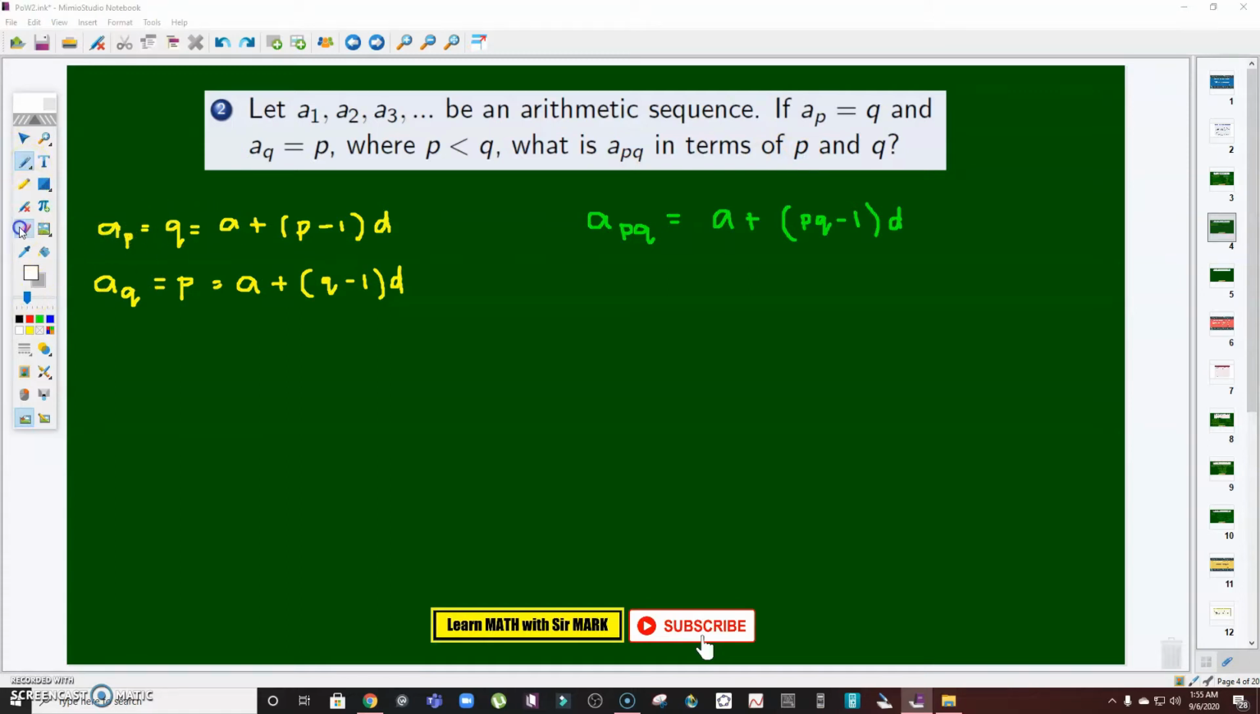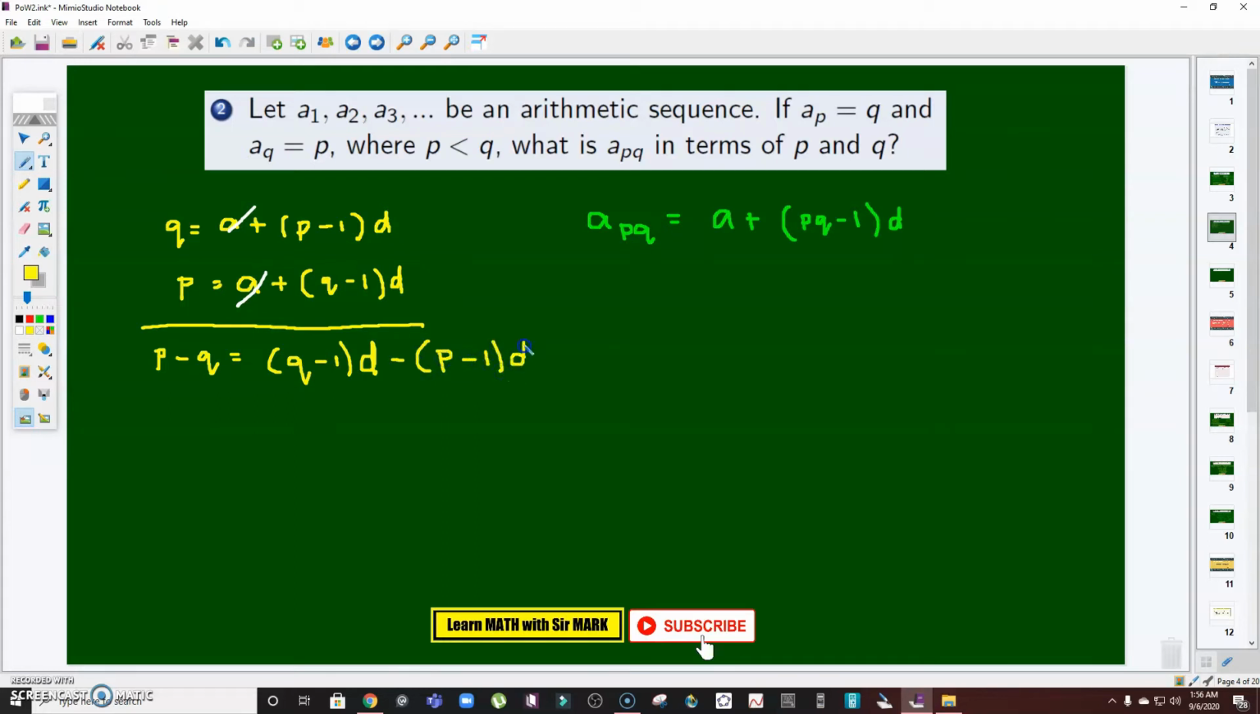Now, let me erase this one. Take note, if you subtract the equations, we can eliminate a. Agree? If we subtract this first equation from the second equation, we can simply eliminate a. So that will be p minus q, the a's will cancel. So that will be q minus 1 times d minus p minus 1 times d.